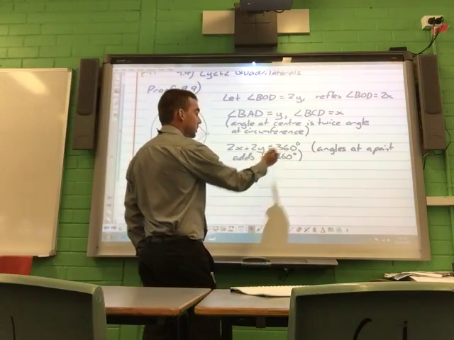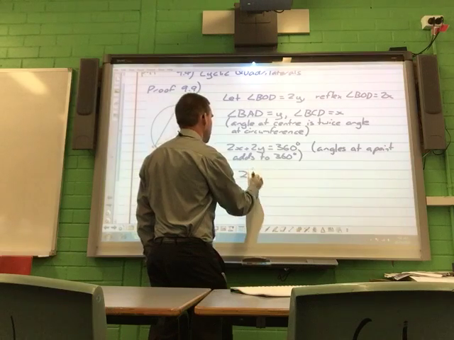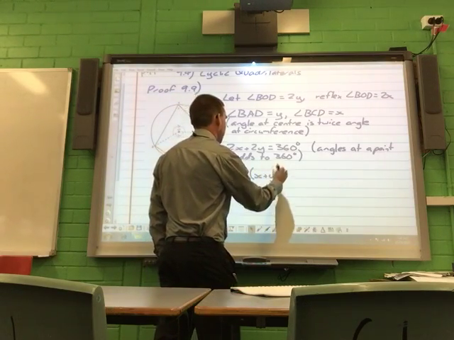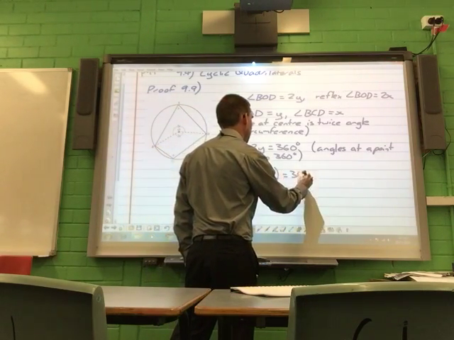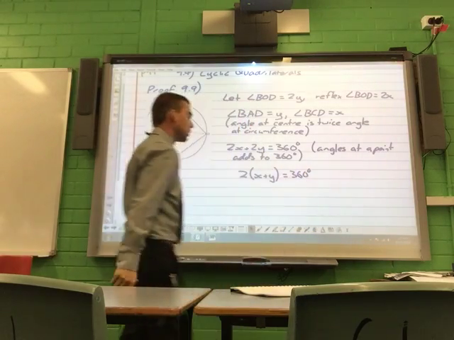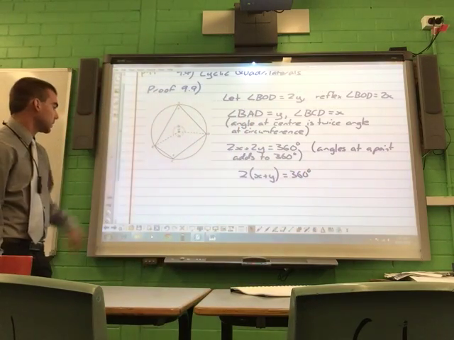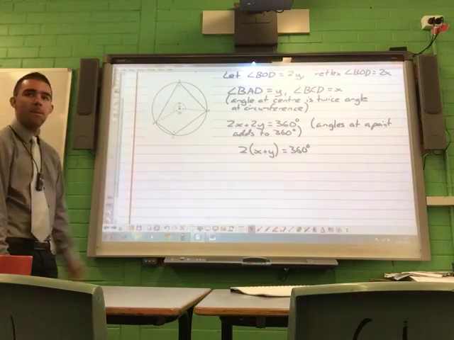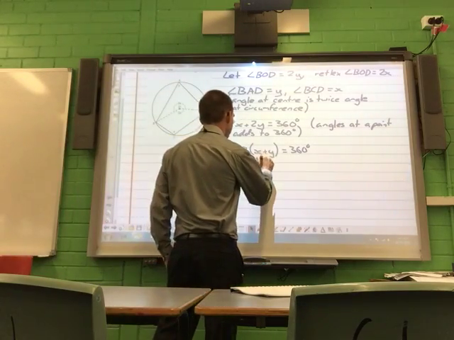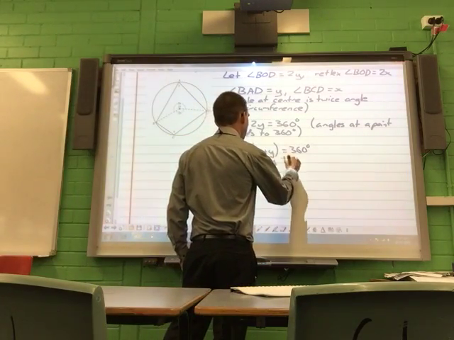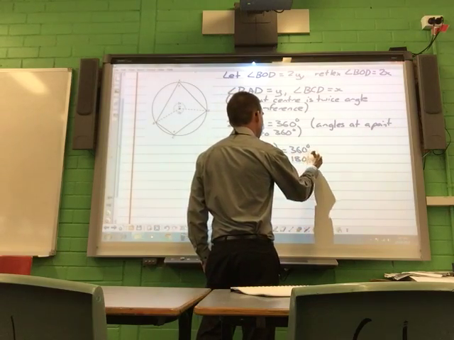Alright, so 2x plus 2y equals 360. Take the 2 out. So, lots of x plus y equals 360. Nice and simple. So we know that x plus y must equal 180 degrees.